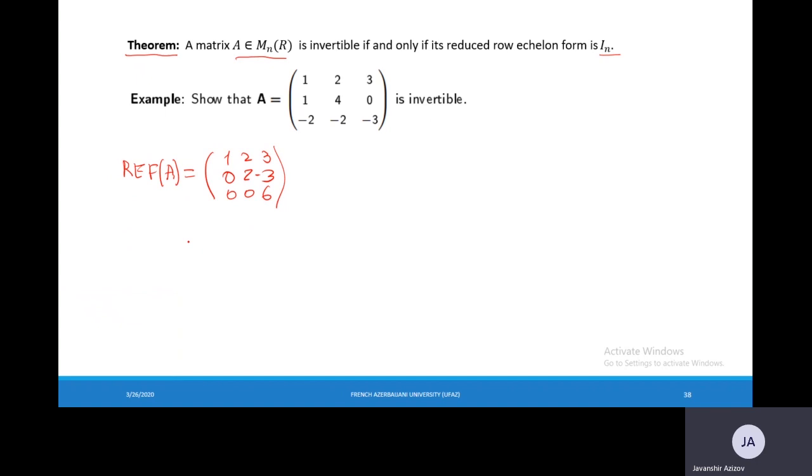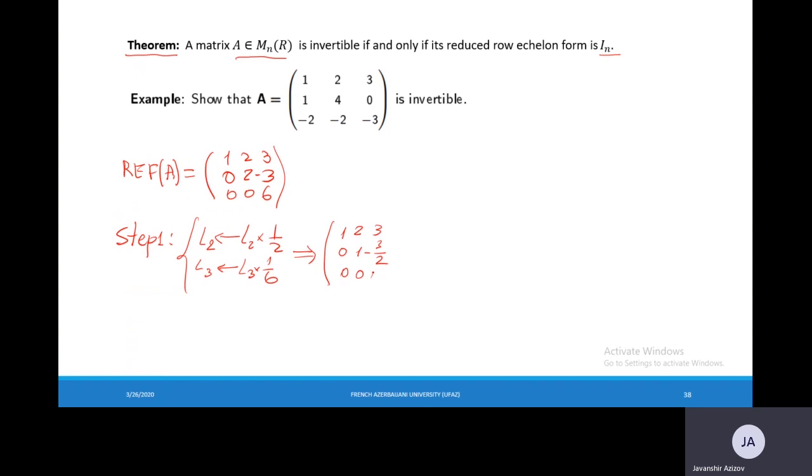Step 1. First coefficients of rows are 1, 2, and 6. Because of this, we use these elementary operations. Instead of the second row, we write the second row times 1 over 2. Instead of the third row, we write the third row times 1 over 6. Then the result will be this matrix: 1, 2, 3; 0, 1, minus 3 over 2; 0, 0, 1.